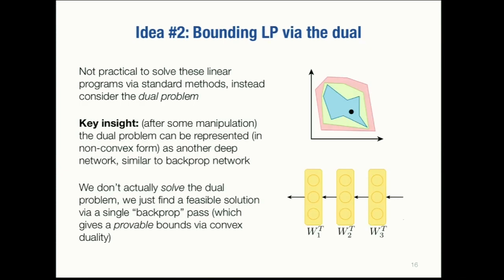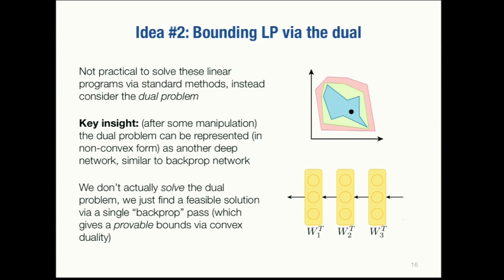So the first idea is that we're not going to actually solve these LPs in practice. What we're going to do is bound them via their dual, all right? I'm again assuming everyone is familiar with basically LP duality here. You can write another LP that gives you a guaranteed bound on the objective value of any linear program. But the key insight is that this gives you an outer bound on the outer bound, if you do all the bounds in the correct way.